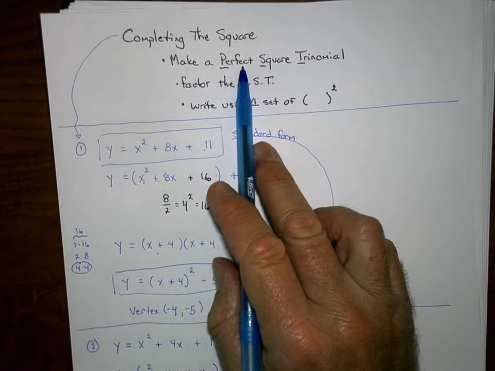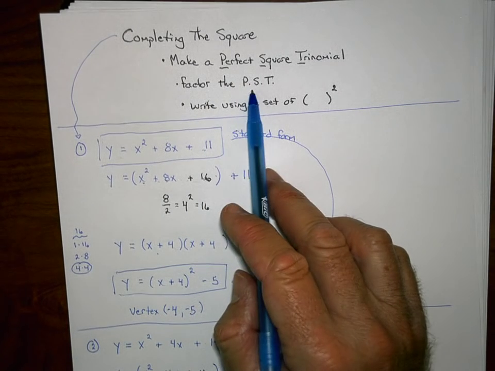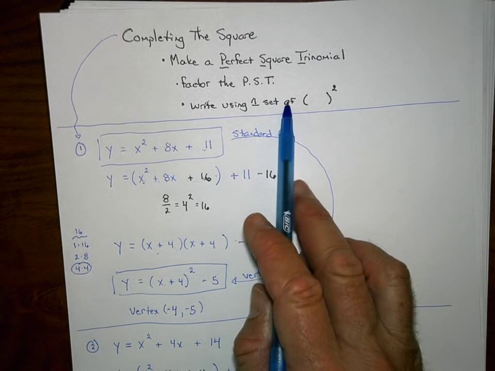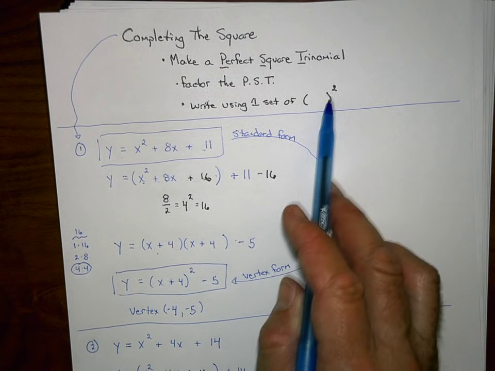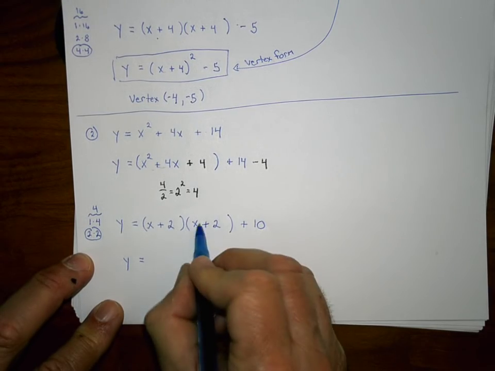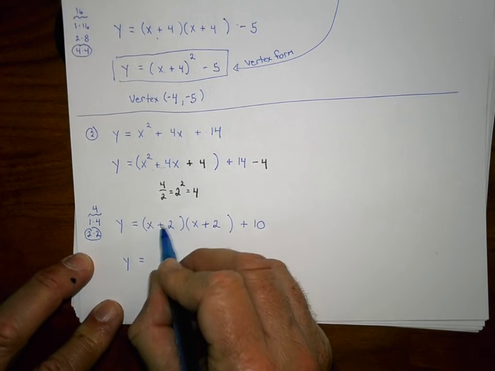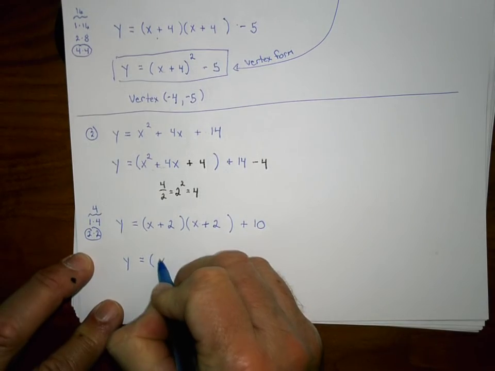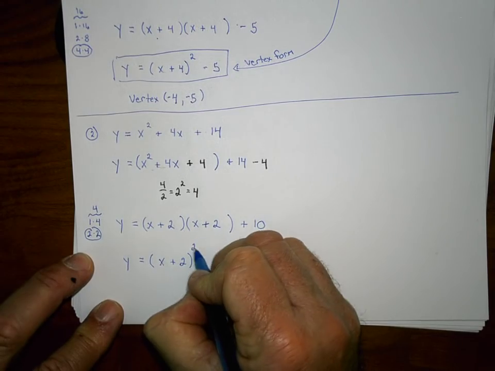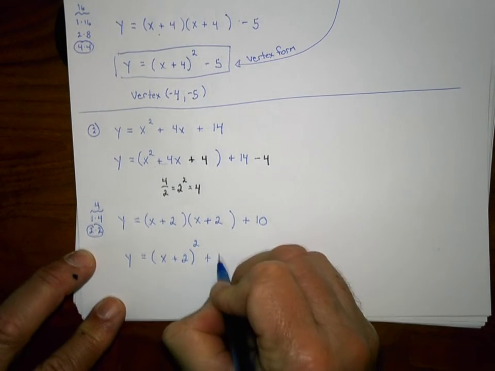So am I done? Let's look. Completing the square: make a perfect square trinomial, I did that. Factor the perfect square trinomial, I did that. The last thing I do is write it using one set of parentheses to the second power. Notice how many x plus 2's I have in parentheses? I have 2 of them. So I'm going to rewrite it as one set of x plus 2's, but since I have 2 of them, that's to the second power, and then I have plus 10.